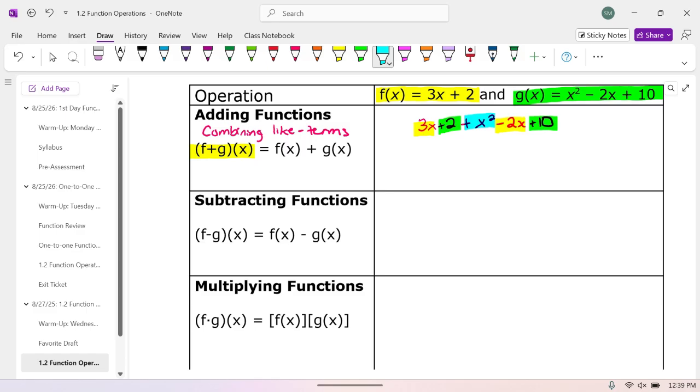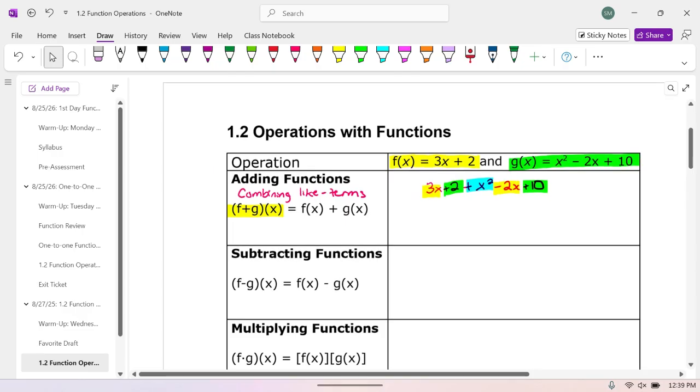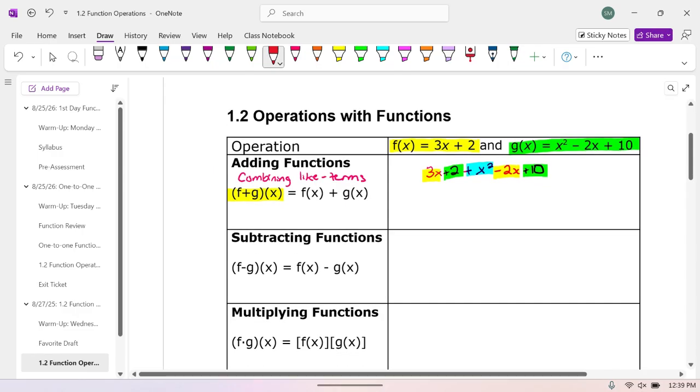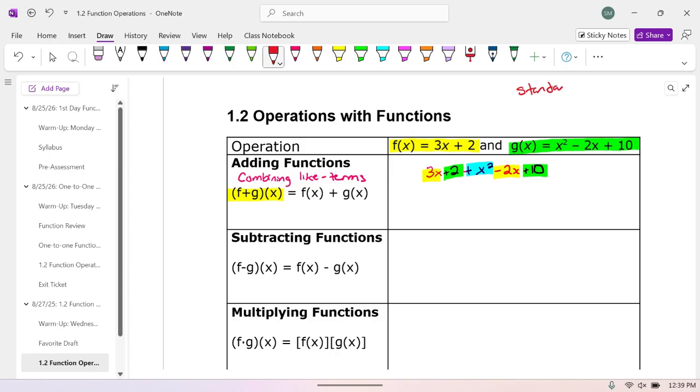Now, I like to write out my functions in standard form. You've probably heard about it before, but I'm just going to remind you what it is. Standard form means you go from the highest exponent to the lowest. In other words, you put the terms with the highest exponent first, then the next one down, then the next one down, until you get to the constants.